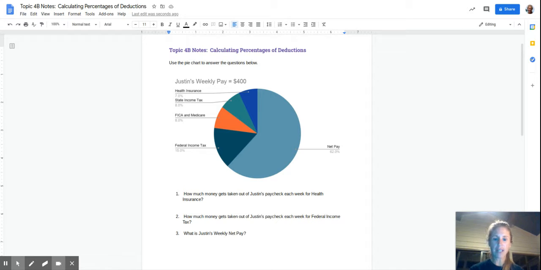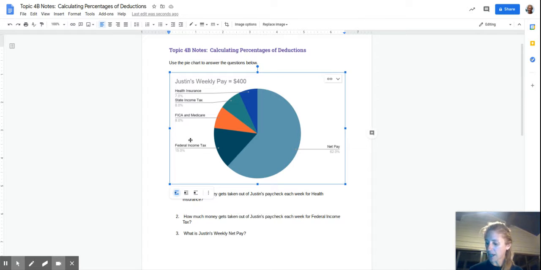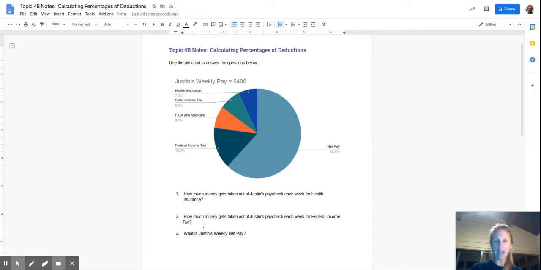Number two, how much money gets taken out for federal income tax? So same thing. Go look at your federal income tax percentage, multiply that by the amount of money he gets in his gross check, whatever his weekly pay is, and that's his federal income tax. And what is his weekly net pay? So we've got 62%. Oh man, that's probably about accurate about how much money you get. You guys might get a little bit more. I might get less because I might have more money taken out because I have dependents, I have kids and things like that. So you guys probably net a little bit more of a percentage than I do because I'm older and have all this other stuff. Okay, so easy peasy. Percentages, no big deal.